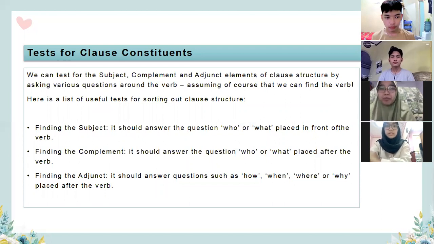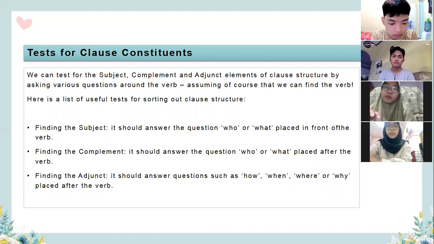Okay, tests for clause constituents. We can test for the subject, complement, and adjunct elements of clause structure by asking various questions around the verb, assuming, of course, that we can find the verb. Here is a list of useful tests for sorting out clause structure. First, finding the subject. It should answer the question who or what placed in front of the verb. Finding the complement. It should answer the question who or what placed after the verb. And then last, finding the adjunct. It should answer questions such as how, when, where, or why placed after the verb. Next slide, Indra.